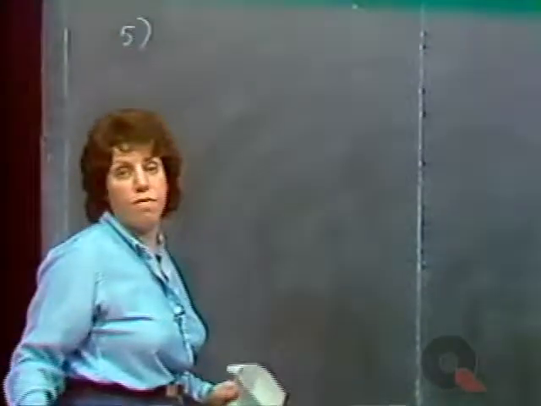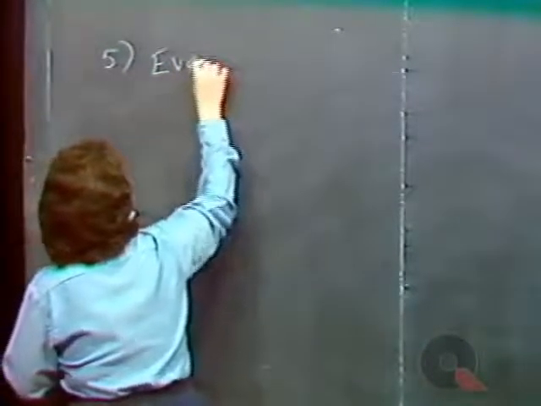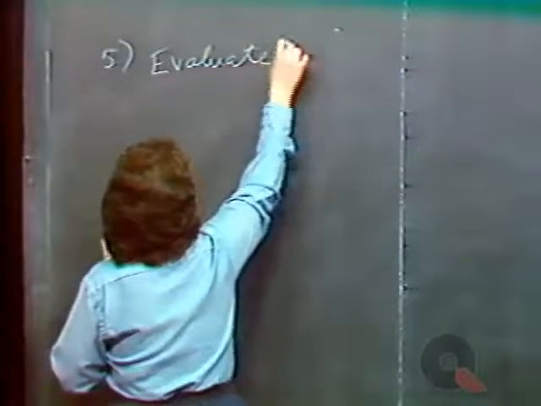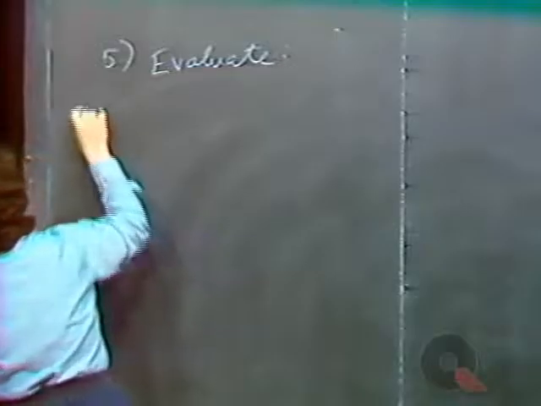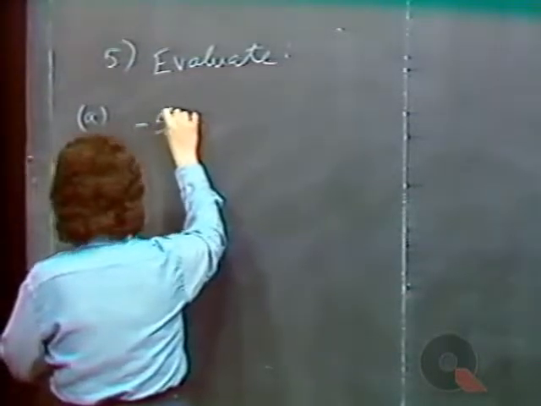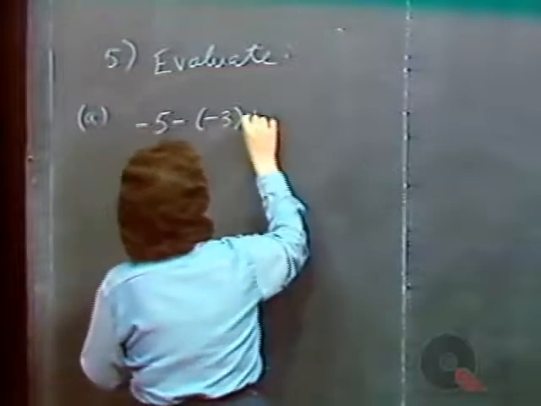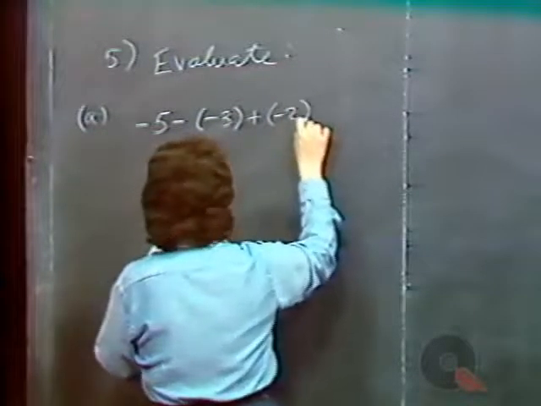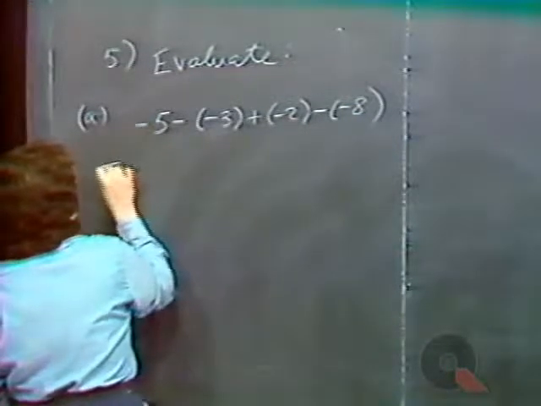Okay. In question 5, I want you to evaluate the following expressions. In part A, minus 5 minus, in parentheses, a minus 3, plus, in parentheses, a minus 2, minus, in parentheses, a minus 8.